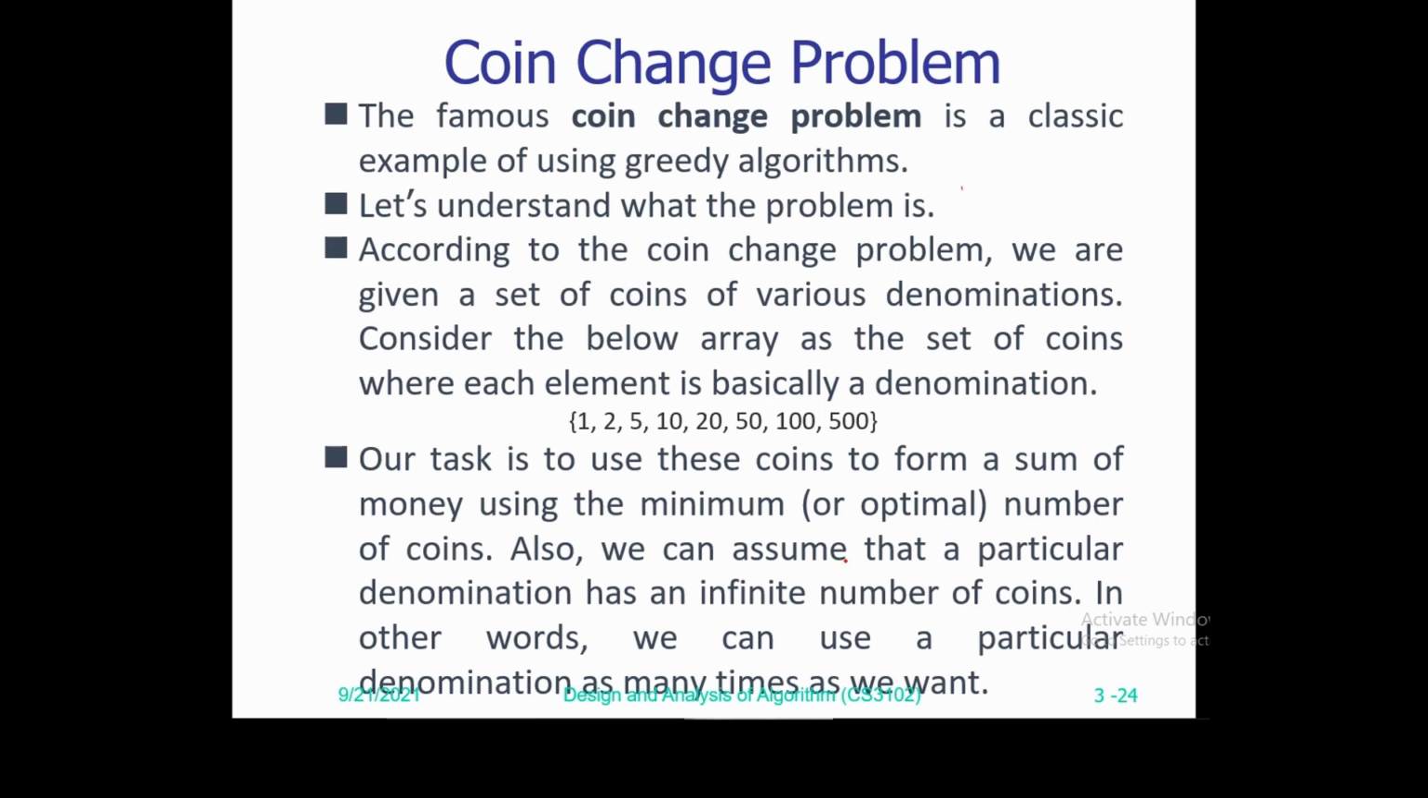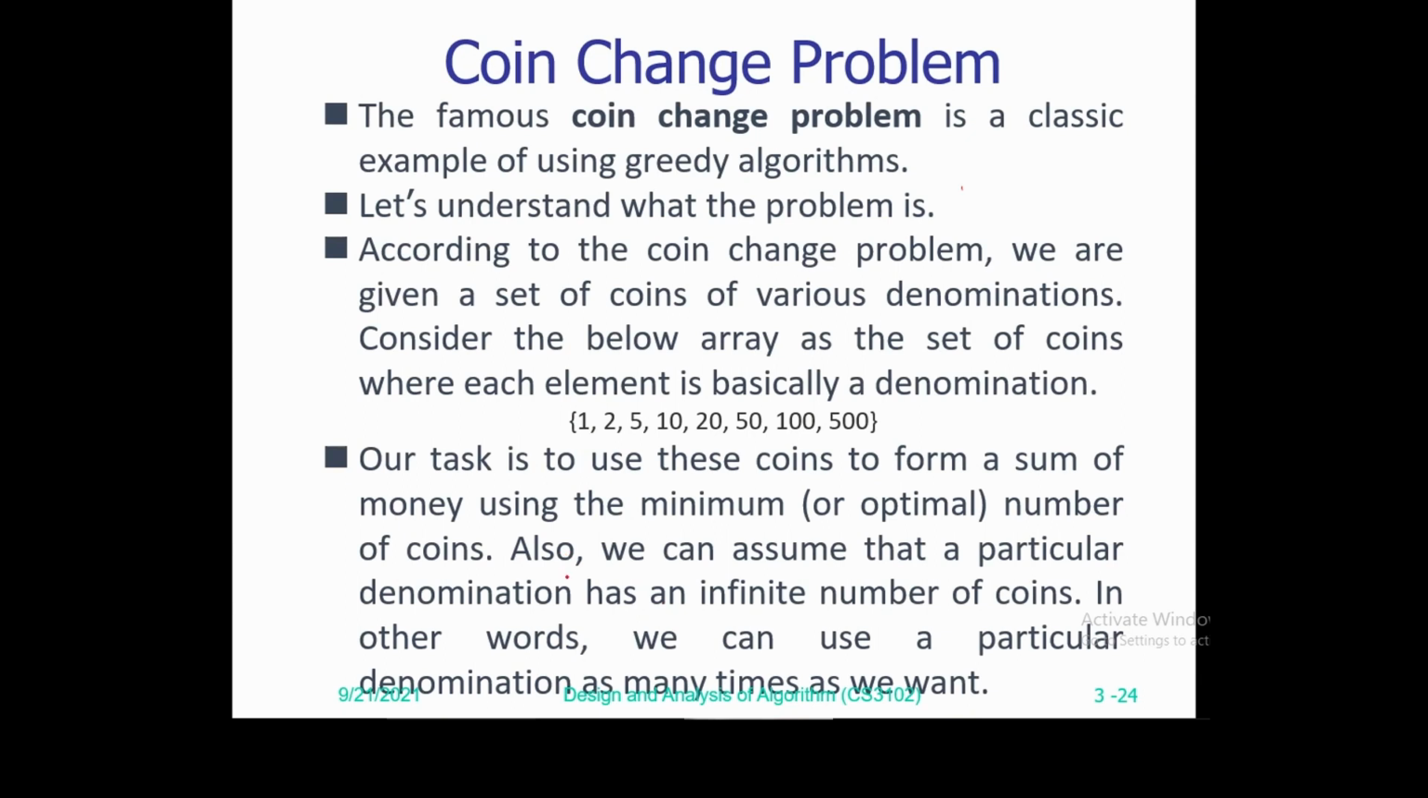Okay. So here there will only be addition. It's not that we take a coin of 100 and subtract 10 from it to get 90. No, we need to just pick up the coins and sum them up and make a combination for a particular sum. And we can assume that each denomination has an infinite number of coins and there is no restriction on these denominations. Meaning 1 rupee coins are infinite, 2 rupee coins are infinite, and so on. Okay. So I'm repeating again, our task is to use these coins to form a sum of money using the minimum number of coins.